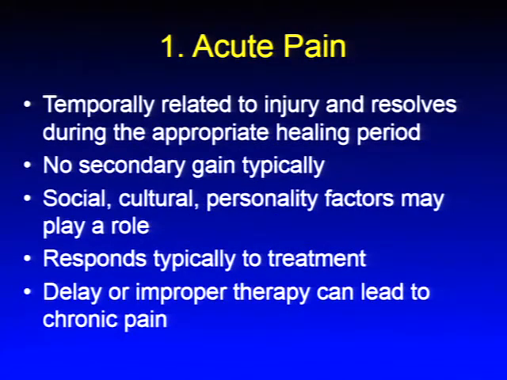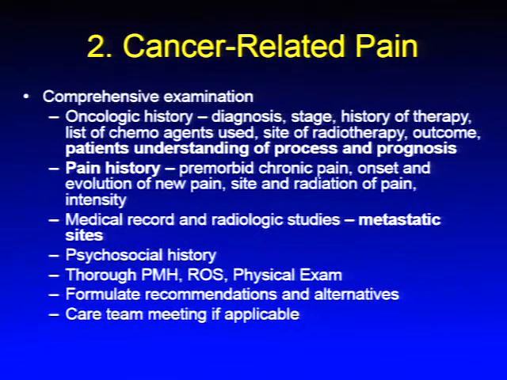Acute pain is typically when an injury has occurred and healing occurs during the normal appropriate period. Acute pain is not typically associated with secondary gain. It is often thought that social, cultural, and personality factors might play a role. Acute pain typically responds to treatment, and improper therapies could potentially result in the development of chronic pain. Next on the topic is a definition of cancer-related pain, and then after that we'll begin a discussion of chronic pain.